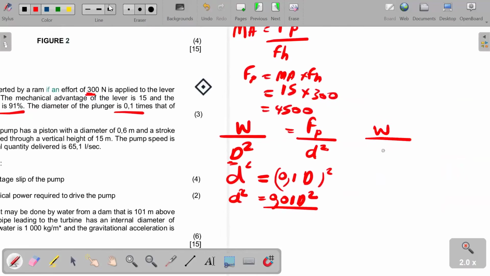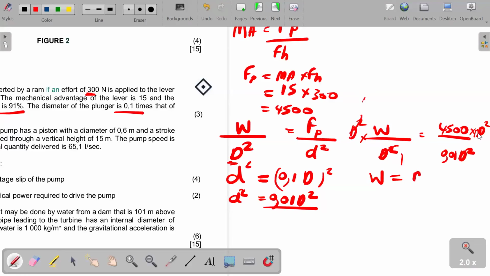W over D squared is equal to 4,500 divided by 0.01 D squared, where lowercase d is the diameter of the plunger we have just determined. Making W the subject means we simply multiply both sides by D squared. Maybe you can cross multiply and divide again, but that wastes a little time, so we make W the subject directly.